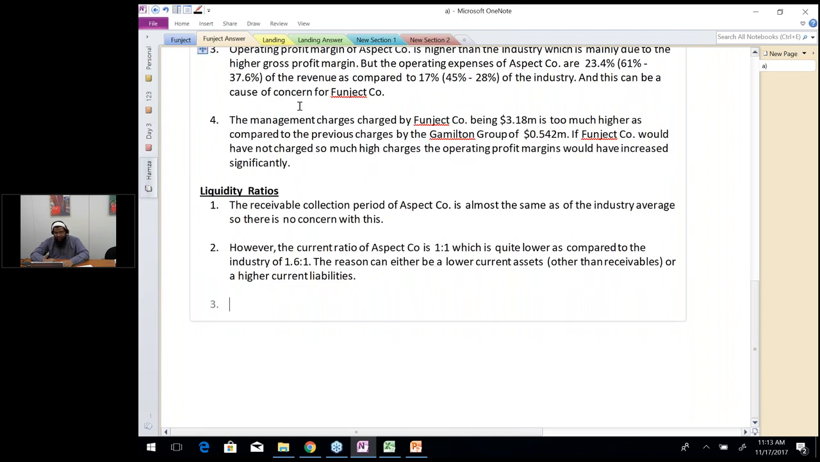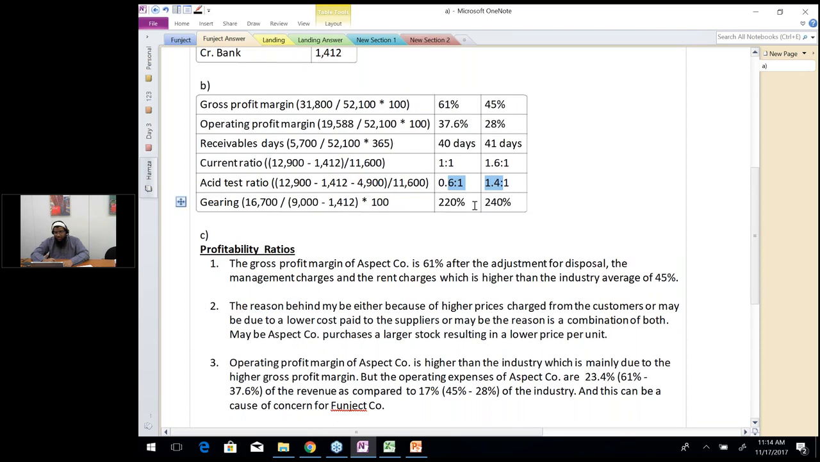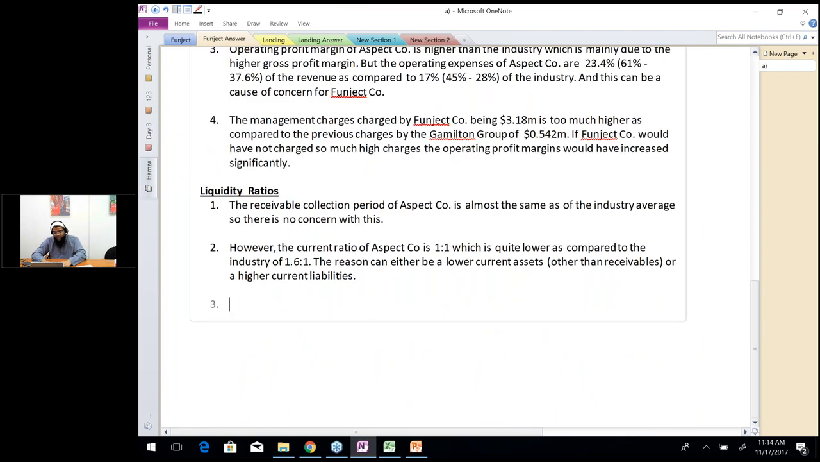And now I'm going to see the acid test ratio, which is 0.6, which is quite lower than the market and the industry. And even if you see the difference between the current and the quick ratio, it is 0.5 as compared to the industry of 0.2. So I would say the acid test ratio of Aspect company is too low as compared to the industry, being 0.6 times.